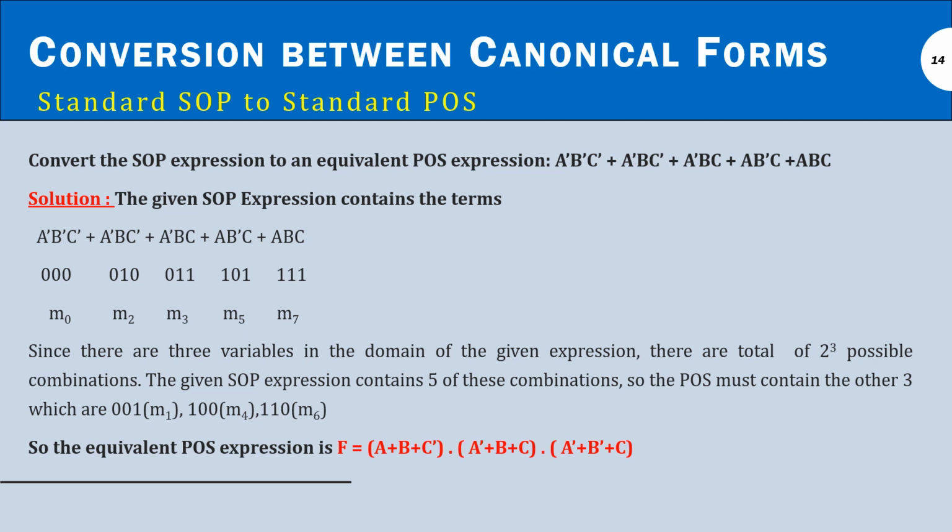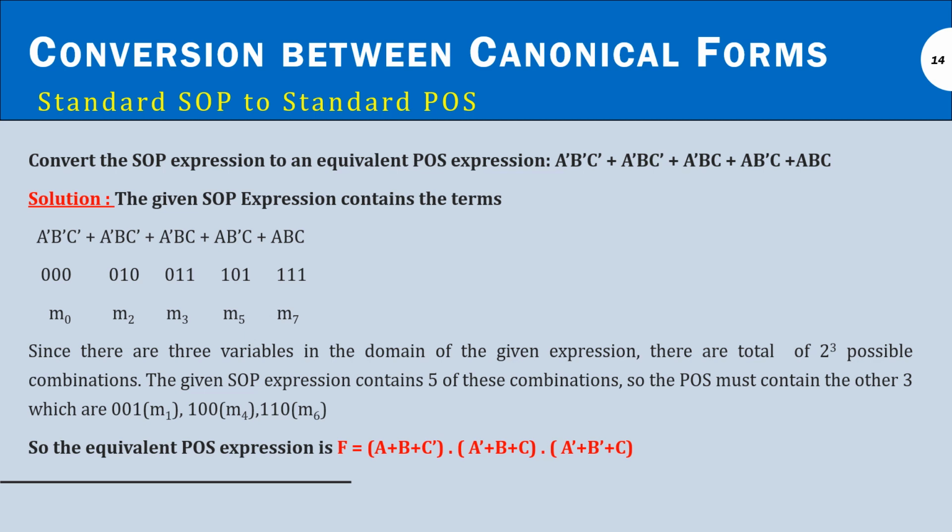Okay, let's find out its corresponding binary equivalent and the shorthand notation. A bar B bar C bar, the corresponding binary equivalent is 0, 0, 0, and so the shorthand notation is m0. A bar B C bar, the corresponding binary term is 0, 1, 0, and its shorthand notation is m2. Similarly, A bar B C is 011, m3, A B bar C is 101, m5, ABC is 111, m7.